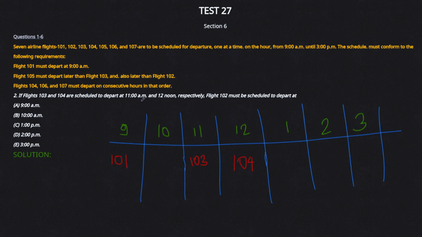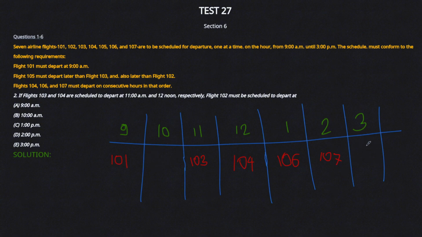Then another premise we know is 104, 106, and 107 have to be consecutive, so 106 and 107. And now we know, from another condition here, that 105 must leave later than 103 and 102. So we have two empty spaces here, one at 10 a.m. and one at 3 p.m.